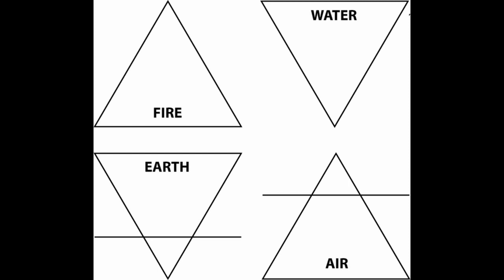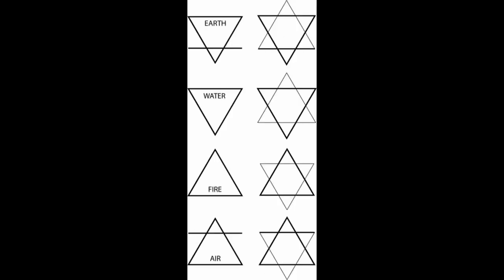In alchemy and astrology, triangles are used as the symbols of the basic elements. Here we can see that the triangle pointing downward puts our attention to the ground, so it's connected to the earth element and the water element, while the triangle pointing upward puts our attention to the sky, so it represents the fire and the air elements. And together they become the hexagram.